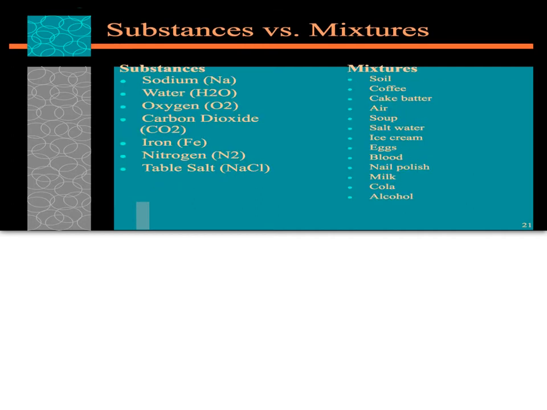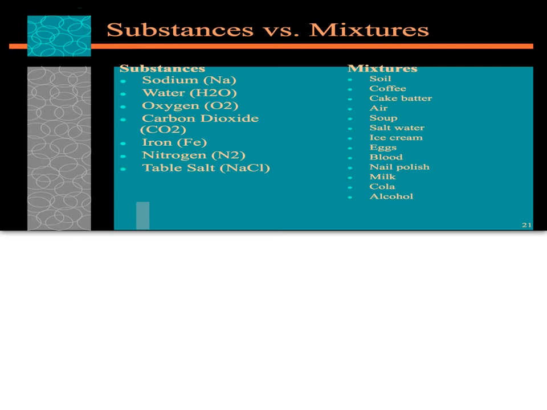So this is what your solutions should look like. Keep in mind that substances are going to be pure, so they include pure elements such as sodium, oxygen, iron, and nitrogen, and they also contain elements in equal proportions or ratios. So that's going to be things like water, carbon dioxide, and table salt.